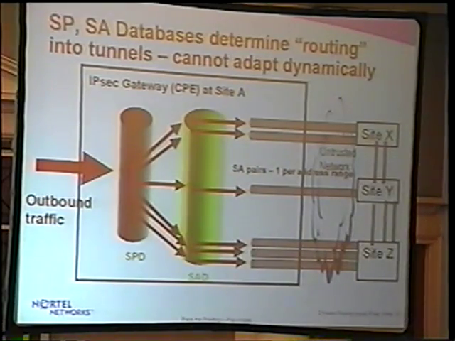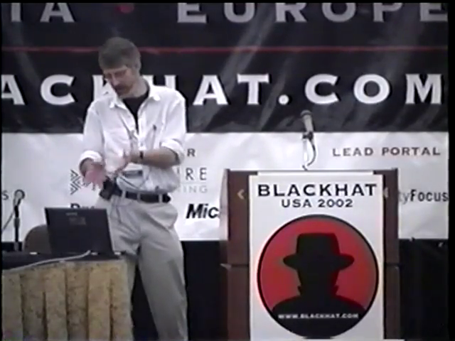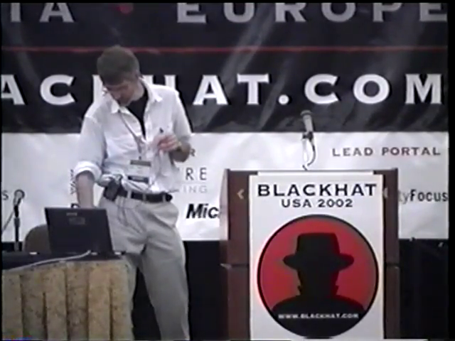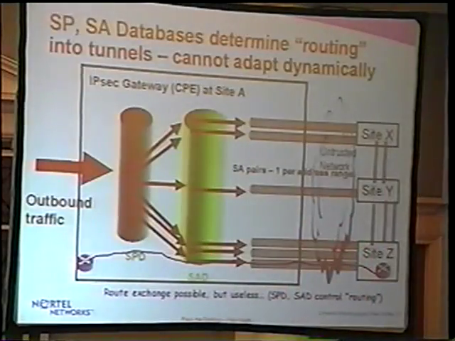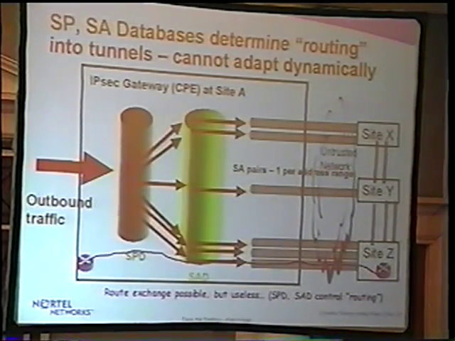The outbound traffic goes through the security policy database, and at that point it's determined where the packet's going to go, and it does a lookup in the security association database and sends it on out. Now it's possible, if you had a router sitting behind these, or built into the gateways, you can exchange routes, but there's no defined way within IPsec for that route exchange to modify the security associations.